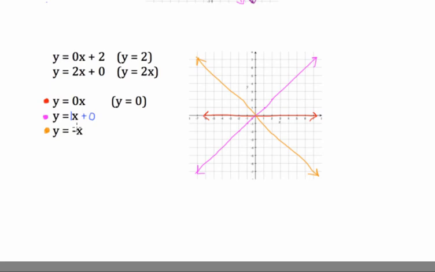Let's look at the orange line. When your m number is negative 1, and your b number is 0, again, you're going to cross the y-axis at 0, and it will be a downhill 45-degree angle if your slope is negative 1.